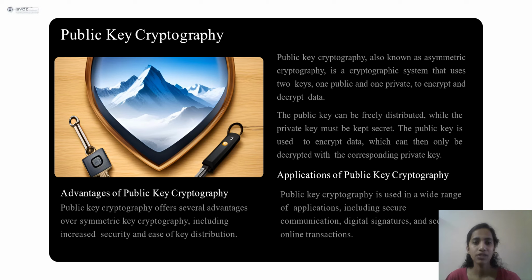The advantages of public key cryptography: it offers several advantages over symmetric key cryptography, including increased security and ease of key distribution. Public key cryptography is used in a wide range of applications, including secure communication, digital signatures, and many others like online transactions.